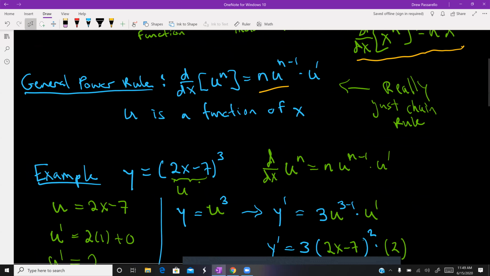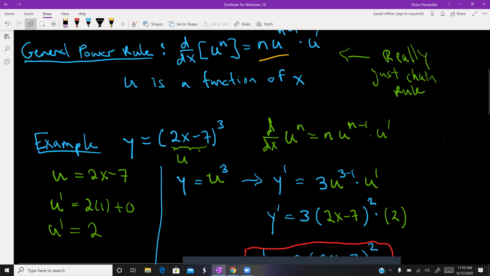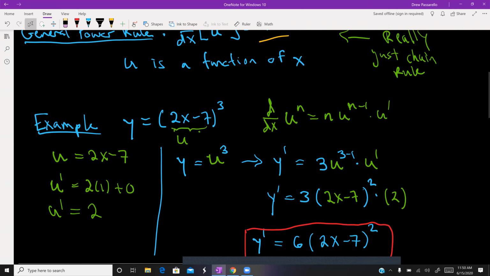So for example, consider y equals (2x minus 7) to the third power. Now you could work this problem out by multiplying all this all the way through, but it's going to be a lot more steps than necessary, because you'd be doing 2x minus 7 times 2x minus 7 times 2x minus 7, so three times, and then you'd get some polynomial, and you can apply the regular rules that we know. But this is going to be less time consuming if you apply the chain rule, in particular the general power rule.